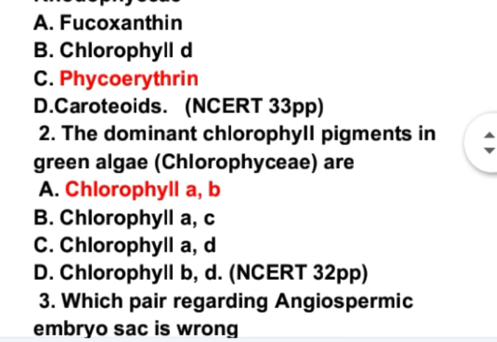Next question is, the dominant chlorophyll pigment in green algae, chlorophyceae, are. Options are chlorophyll A and B, chlorophyll A and C, chlorophyll A and D, and chlorophyll B and D. The correct option is chlorophyll A and B. These are the dominant chlorophyll pigments in chlorophyceae.